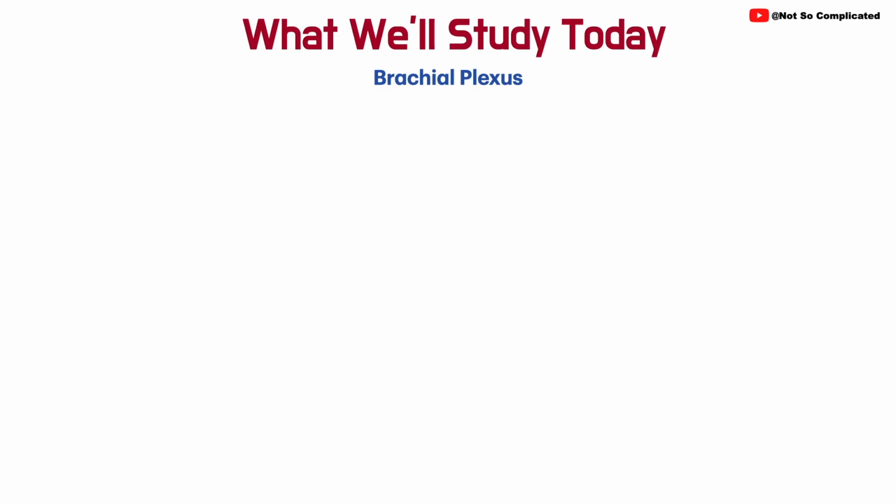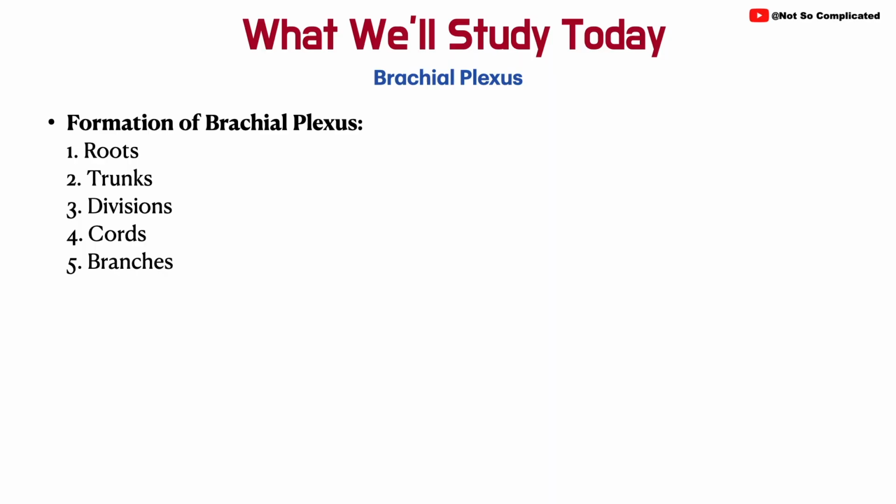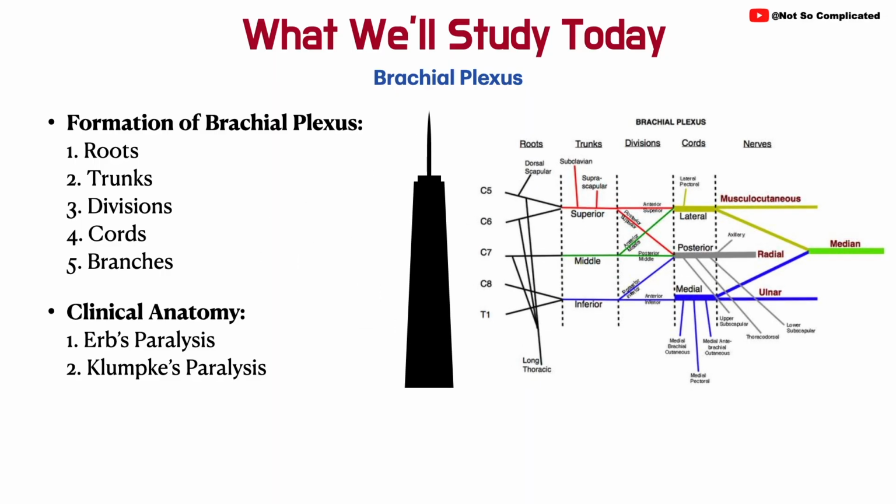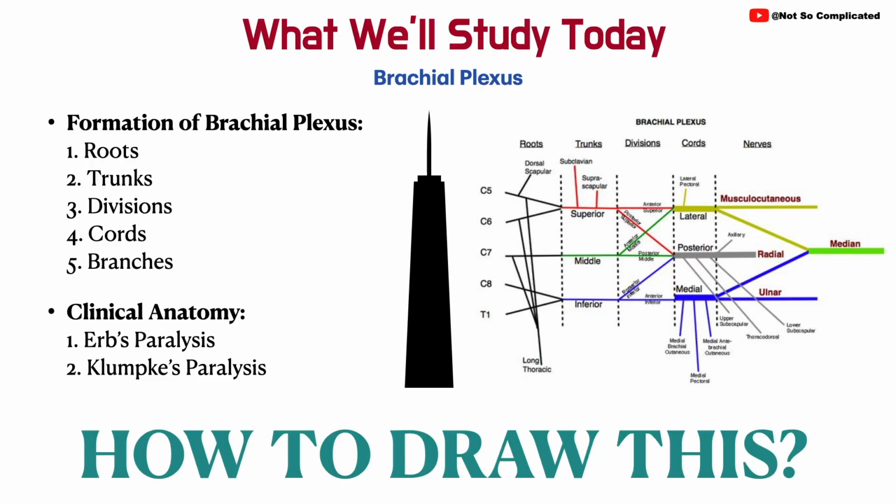All right, so what we'll be studying today is the formation of brachial plexus, that is roots, trunks, divisions, cords, and branches, and also clinical anatomy like Erb's palsy or Klumpke's palsy. And this right here is the brachial plexus, and so how to draw this.